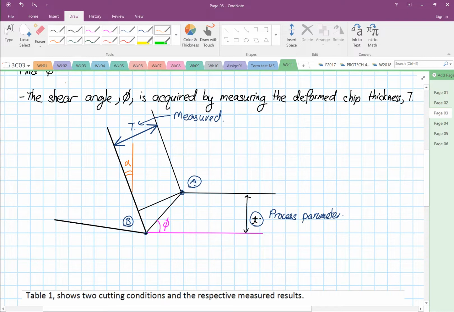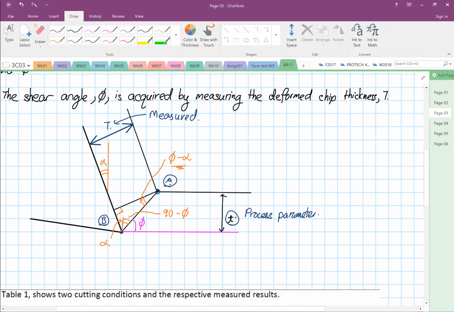This is going to be our alpha. Okay, so we are aware that this is 90 degrees, and we also know that this angle over here is alpha. So this angle over here will be equal to phi minus alpha, and the angle over here will be equal to 90 minus phi. Okay, so we can get our phi minus alpha.